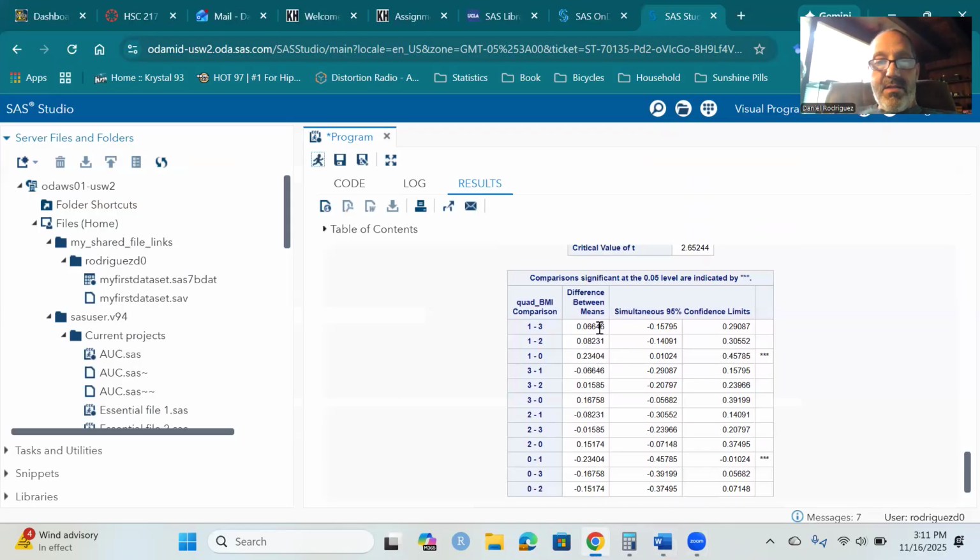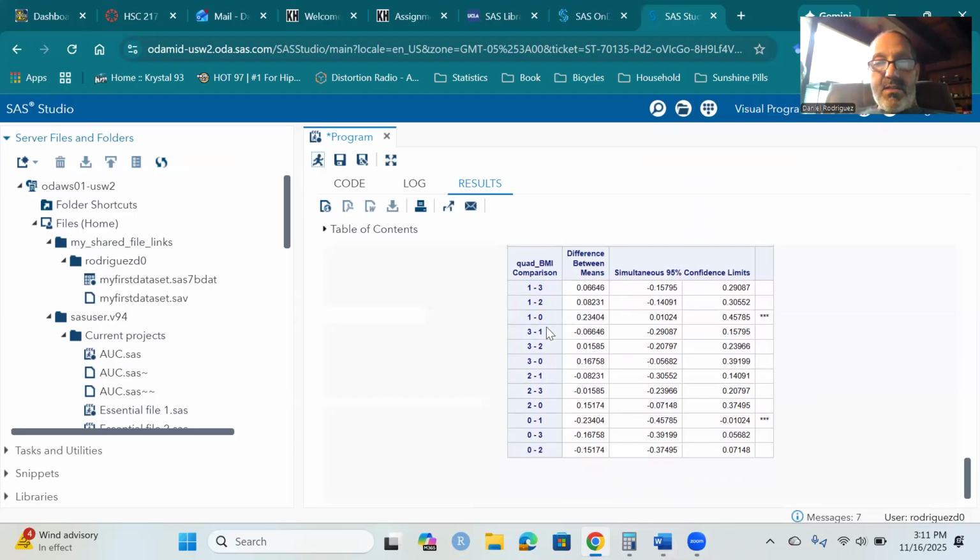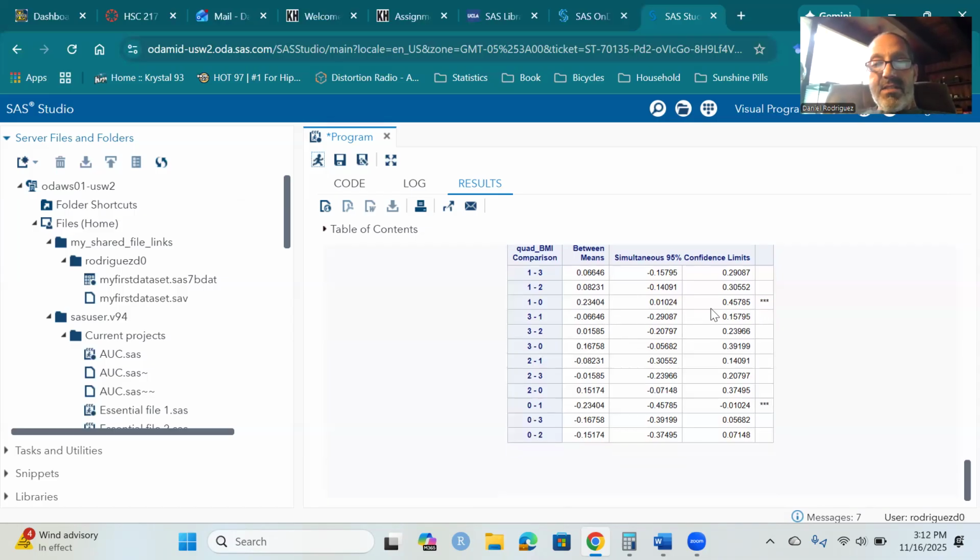So here we have the difference between 1 and 0, moderate versus low BMI. So there's a difference, moderate minus low. The difference is 0.23401. Not very much. That's actually the difference between the two means, right? And you'll see that the minimum is 0.01 and the maximum is 0.45785. So there's a significant difference there. It's the only significant difference in age, right?